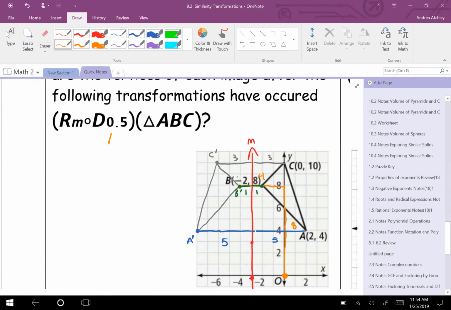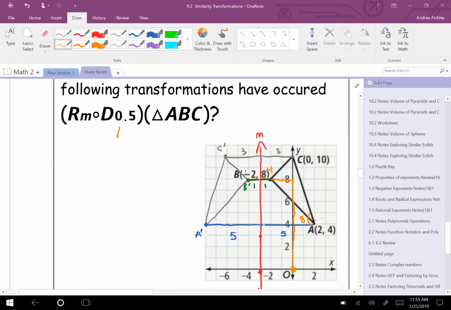Okay, and I'm just going to take half of that, right? Times this by 0.5, sorry. What's half of 8? 4. So this is going to be up 1, 2, 3, 4. And what's half of 4? 2. So it's going to be up 4 and over 2. 1, 2, 3, 4 and over 1, 2. So this is now going to be my B double prime.